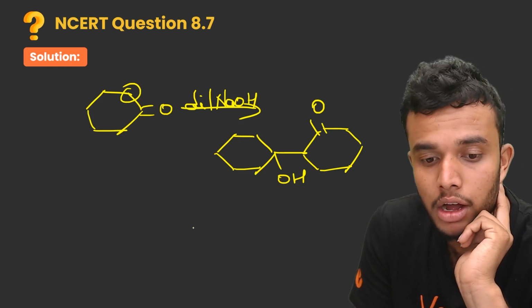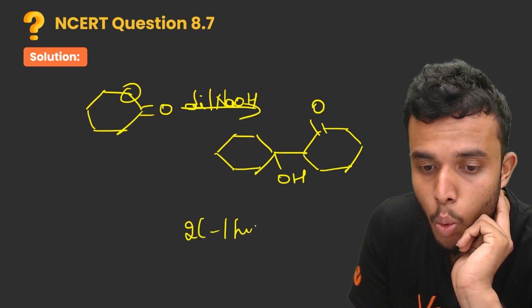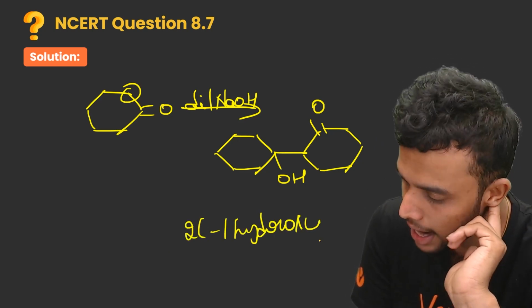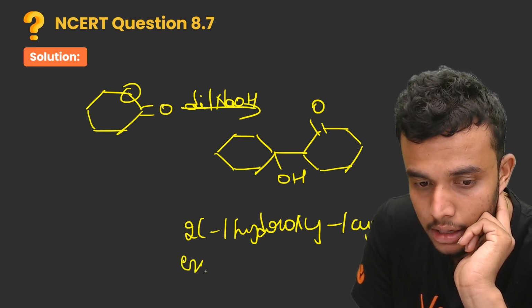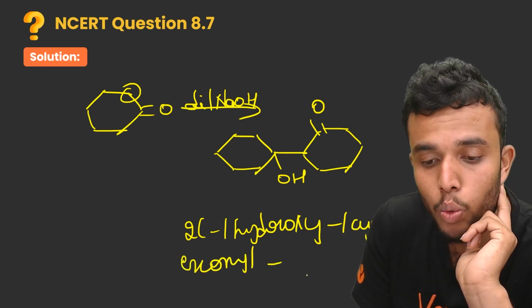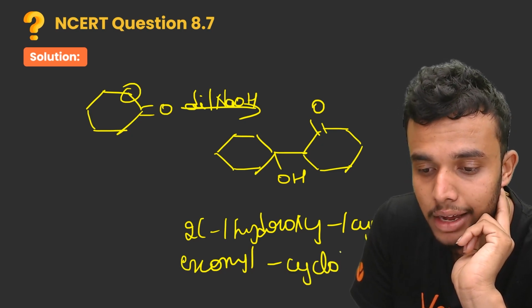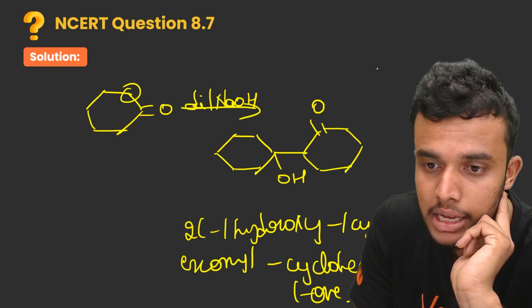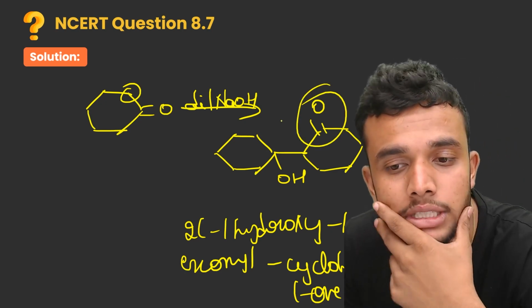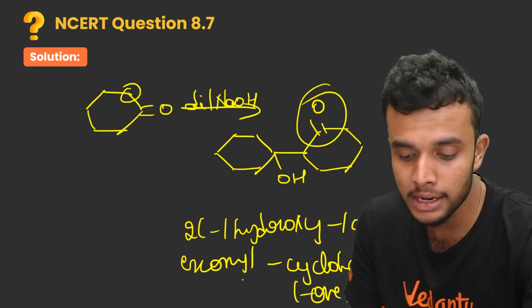The compound name is 2-(1-hydroxycyclohexyl)cyclohexan-1-one. Why 1-one? Because here at first position the ketone group is there. Understood, students? Let's move on to the next compound.